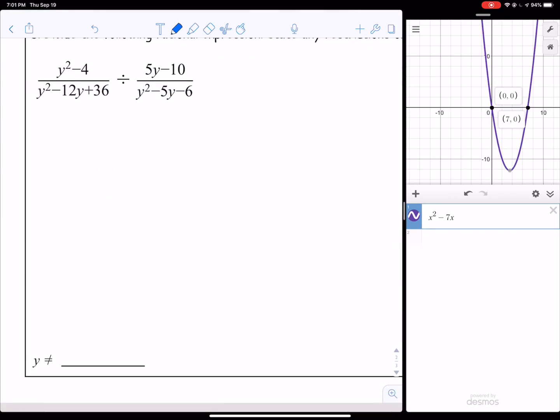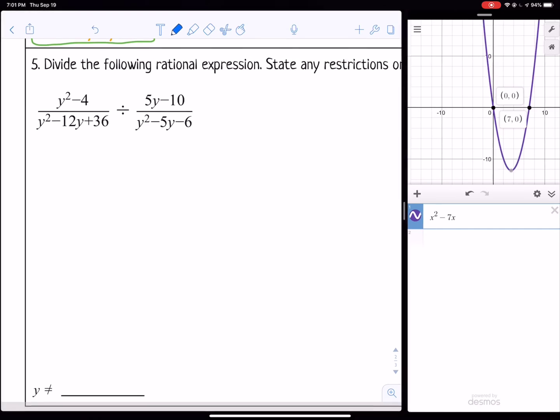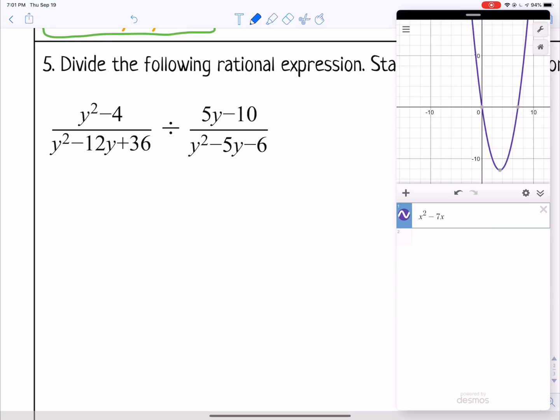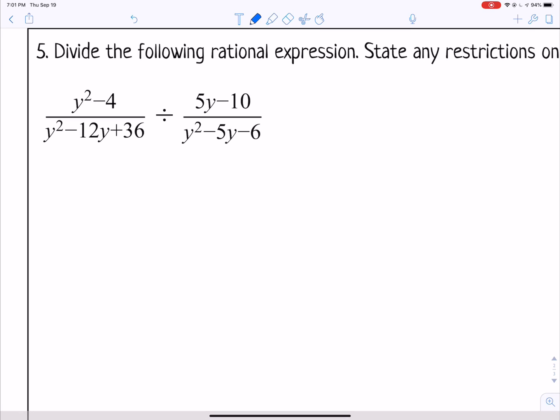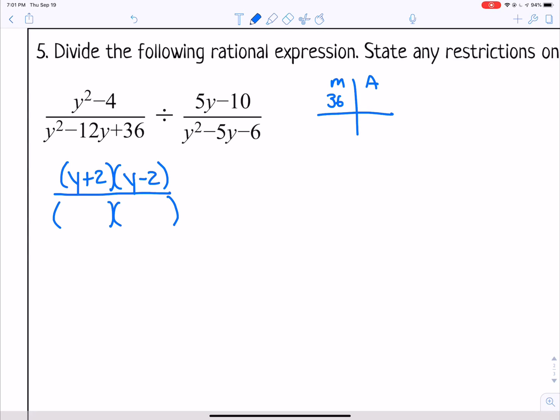Number 5, x squared minus 4. I'm going to just try to move Desmos out of the way so you have a full screen view of this one. All right, so x squared minus 4 is a difference of squares, so we would factor it into x plus 2, x minus 2, because those are the square roots of those terms you're given. We have y squared minus 12y plus 36. So you want to think of what will multiply to give you 36 and add to give you -12. So that would be -6 times -6. Because -6 plus -6 would also give me -12.